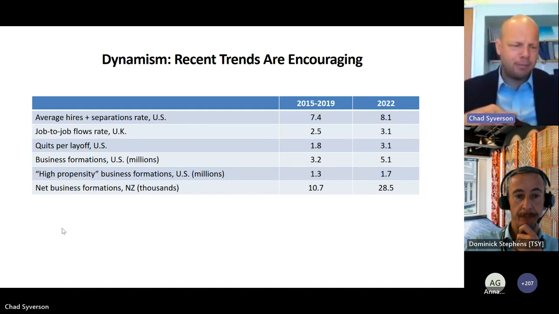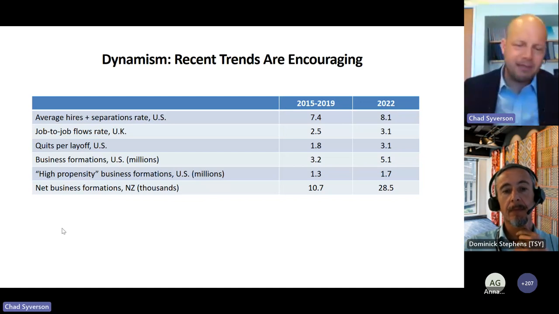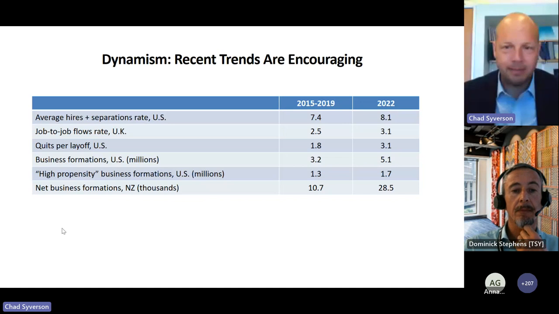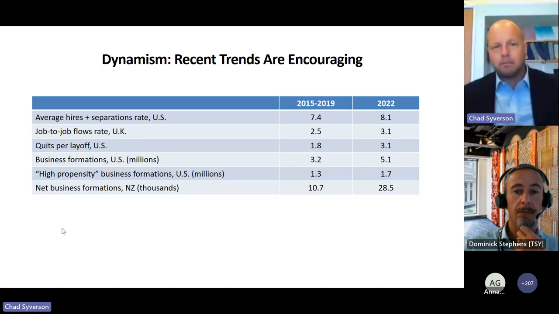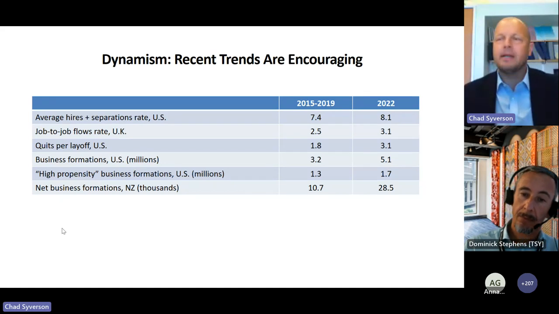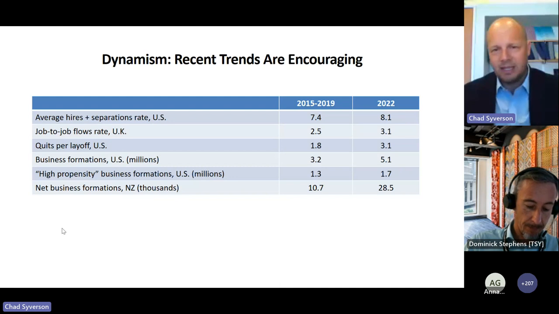So I mentioned this churn process. This churn process is sometimes shorthanded as dynamism in an economy. It's the ability of the economy, again, to be moving things around in response to differences in productivity. It turns out that before the pandemic, measures of dynamism in the U.S. and broadly in many advanced economies had been experiencing long-term declines.